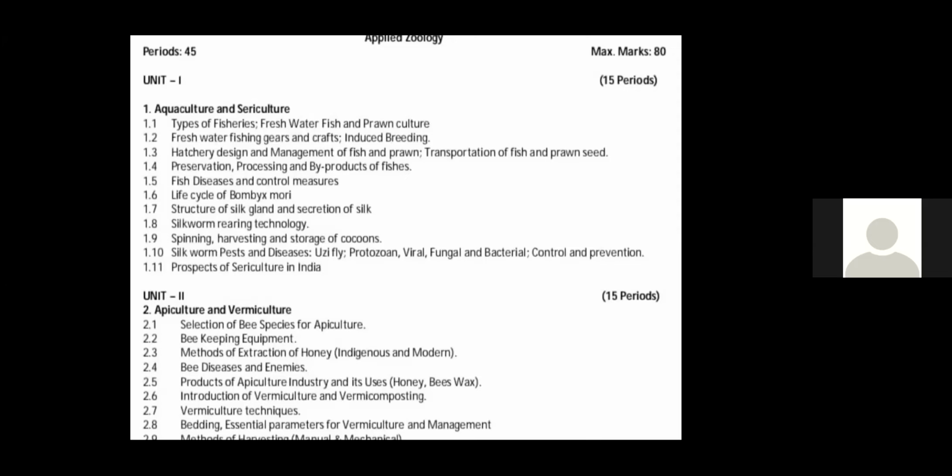Aquaculture is the rearing of aquatic organisms. Rearing means the rearing and production of animal products from aquatic animals like fishes, prawns, lobsters, whatever it may be. That is called aquaculture.